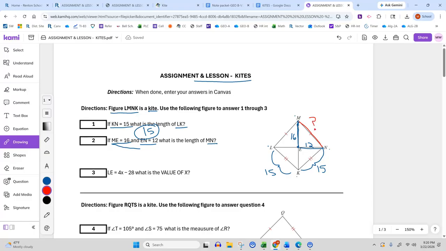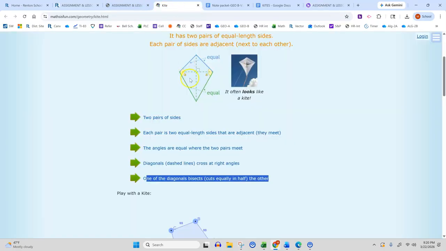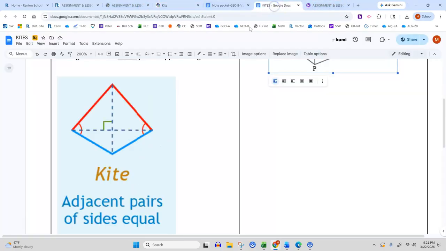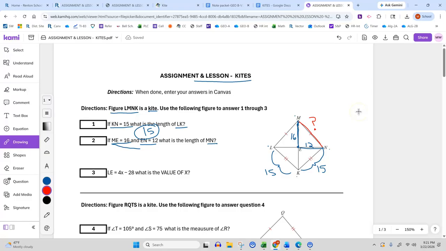Okay, now if you remember, there's something very important here to remember, and that is that the diagonals of a kite create a 90-degree angle, right? So that means that if that's true, then this angle right here is a 90-degree angle. So it's very important to remember, if you've got a 90-degree triangle like this, and we have two legs, we can find this side, which is our c, by using a squared plus b squared equals c squared.